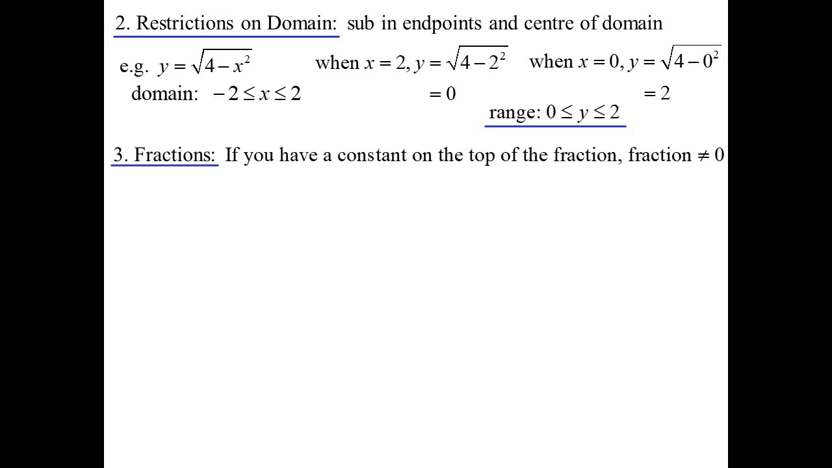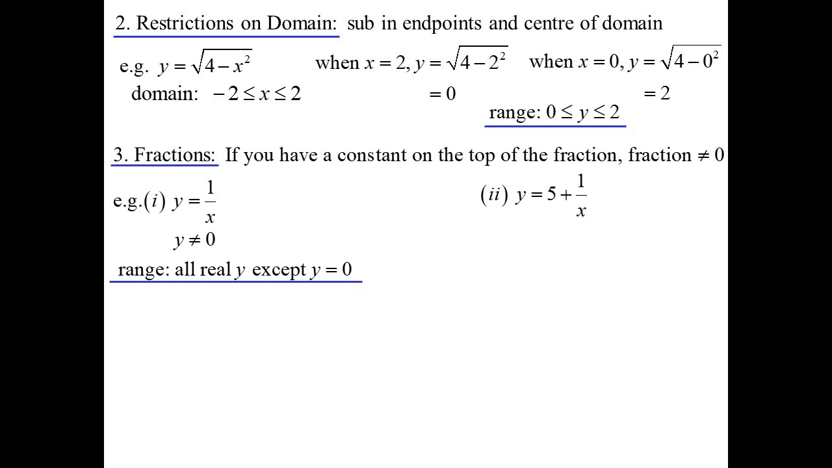Fractions. If you have a constant on the top of a fraction, it's impossible for that fraction to equal 0. You cannot divide a number by something and get the answer 0. Can't do it. So again, going back to our hyperbola, although all of a sudden we don't realise what it is. Hang on, I've got a fraction with a constant on the top. So I know y can't equal 0. So I'll rule y except y equals 0.